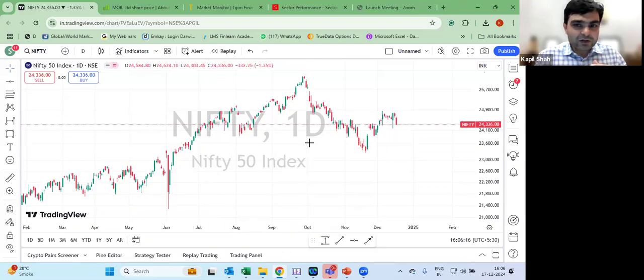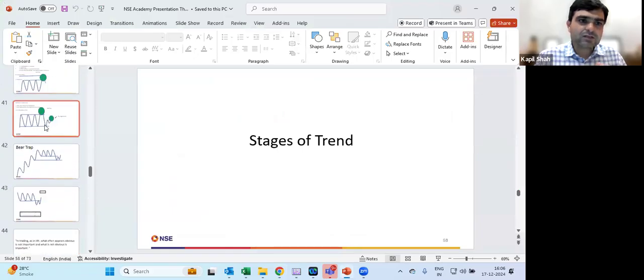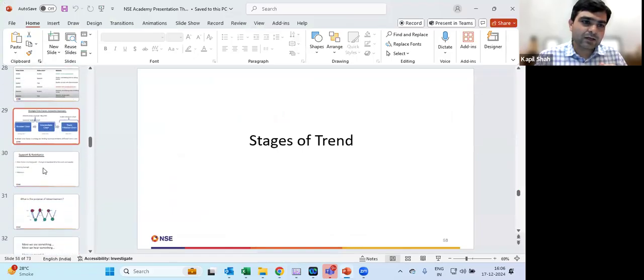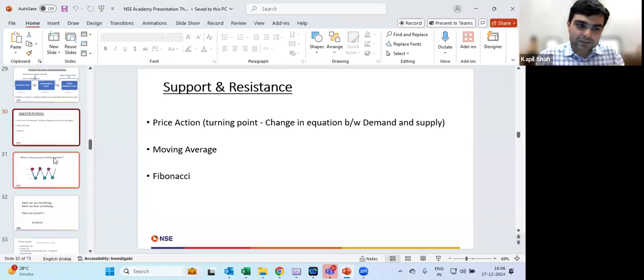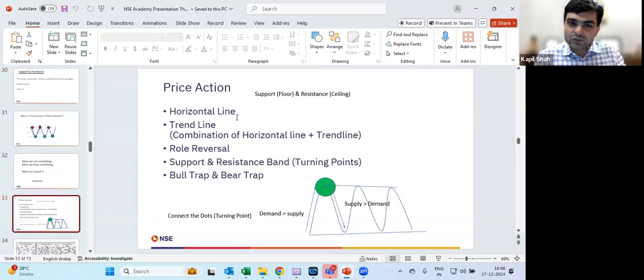Support and resistance can be figured out in multiple ways, right? If you can recall, it can be done using price action, moving average, Fibonacci, but price action is the most important aspect to analyze the chart. Now, within price action, there are subtopics: the horizontal line, trend line, role reversal, support band, resistance band, bull trap, bear trap, various things. Yesterday, we took some examples on the horizontal lines.